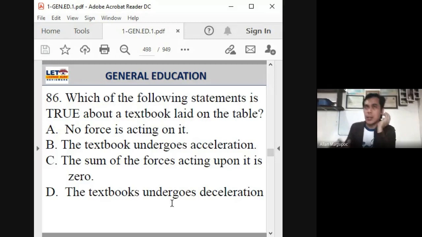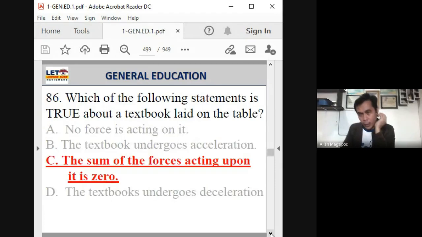It's called force. But looking at the question, which of the following statements is true about a textbook laid on the table? The correct answer for this question actually is letter C. The sum of the forces, meaning merong forces. The sum of the forces lang acting upon it is equal to 0. So what are the forces acting on the table or acting on the book and on the table?